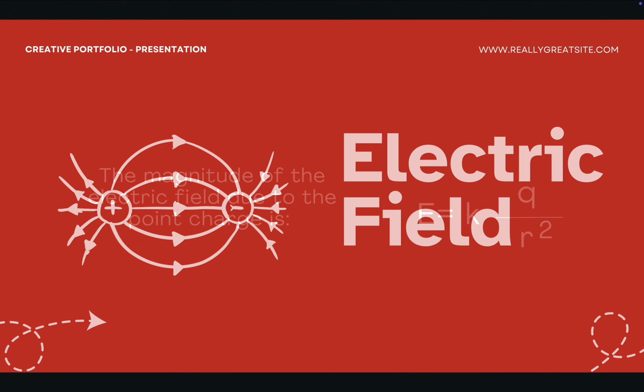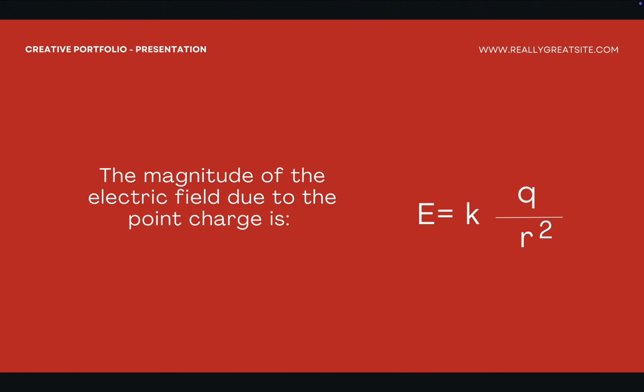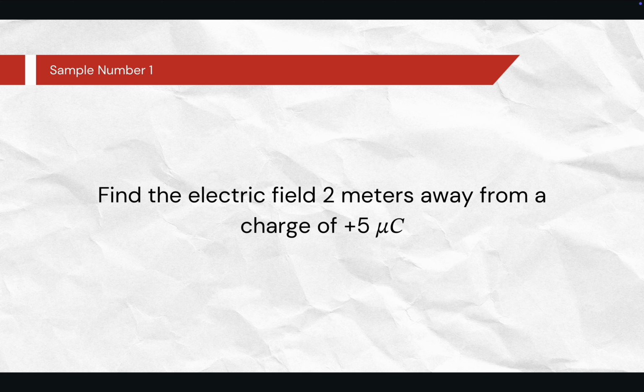So, the magnitude of the electric field due to a point charge is given by this formula: E equals K Q over R squared. Sample number 1 is to find the electric field 2 meters away from a charge of positive 5 microcoulomb. Microcoulomb is equal to times 10 raised to negative 6 coulomb. That's its equivalent.